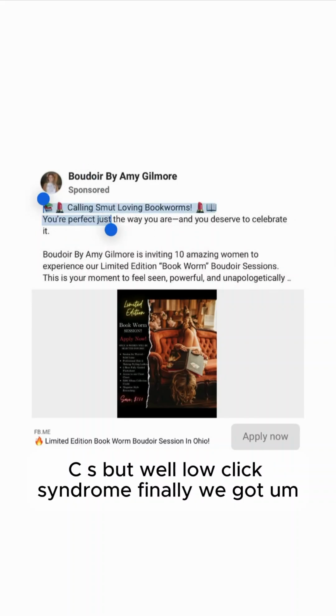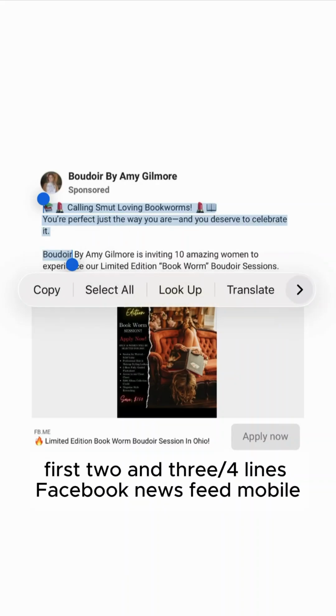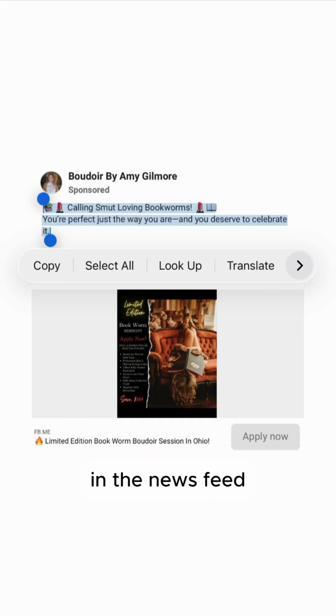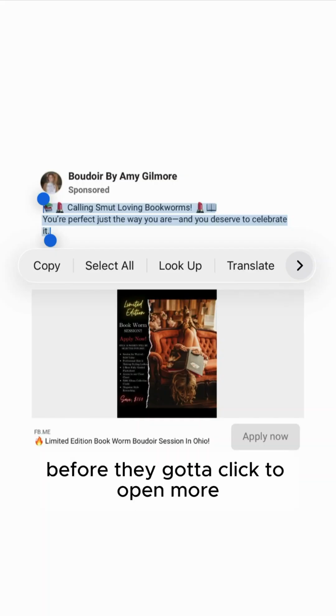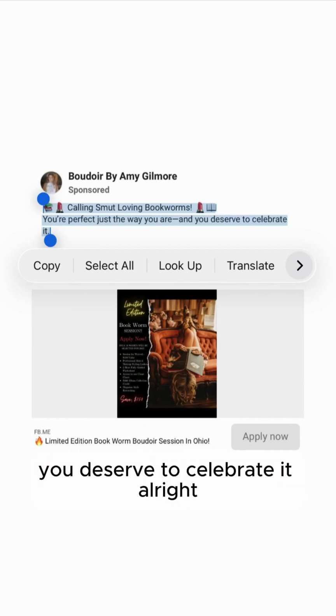Finally, we've got the see more headline up here. First 2 3/4 lines, Facebook newsfeed mobile. This is the only thing that women will actually see in the newsfeed before they click to open more to see more. "Calling all small 11 bookworms. We just deserve to celebrate." All right, so small amounts of context here, but this is the lack of context mistake.